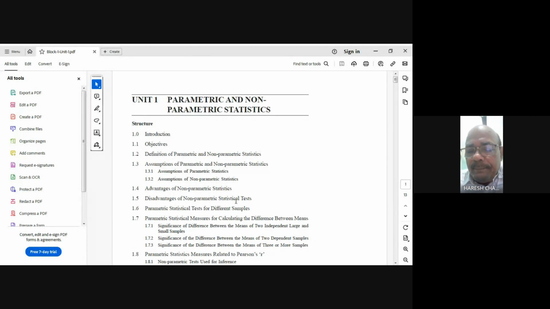Similarly, we have different kinds of scales for measurement of behavioral data, psychological data, or any data in social science. And those measurements are of four different types: nominal, ordinal, interval, and ratio. I'm telling you some differences about parametric and non-parametric statistics. And nominal scale means it is just an identifying scale. It has no magnitude, no direction.